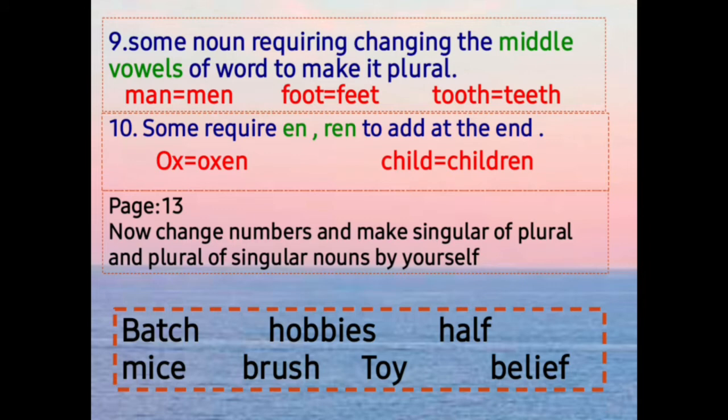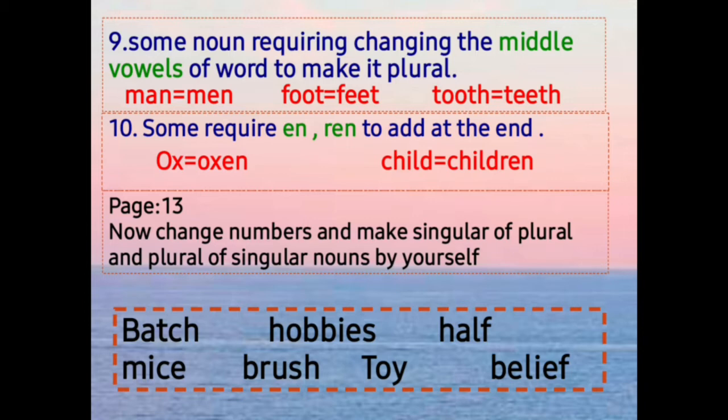The rule number 9 is, some noun requiring changing the middle vowels of word to make it plural, like here is the word man. We will remove its middle vowel a and we will put e to make it plural. Foot, feet, tooth, teeth.